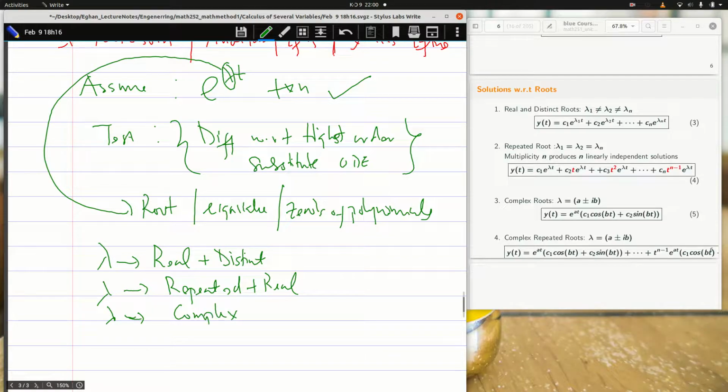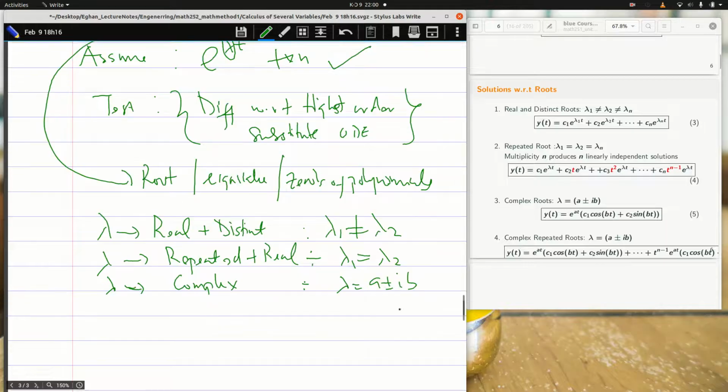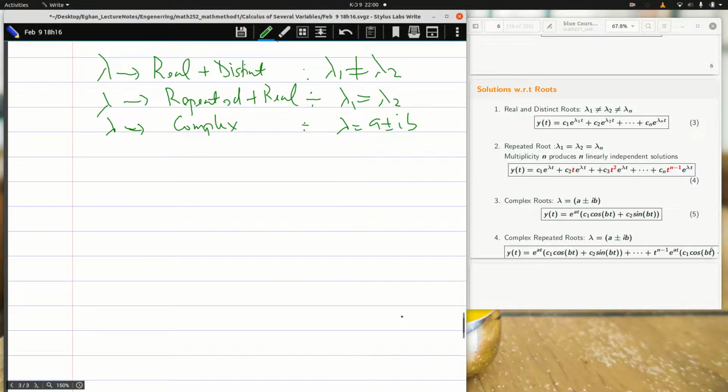Real and distinct means that if I have two solutions, they are not the same. Repeated means that they are the same. And complex implies lambda is equal to a plus or minus ib. When we find this root, that is where we write the final solutions. In the case of real and distinct, the solution is a linear combination of all the roots: c1 e^(lambda 1 t) plus c2 e^(lambda 2 t) through to the end solution.